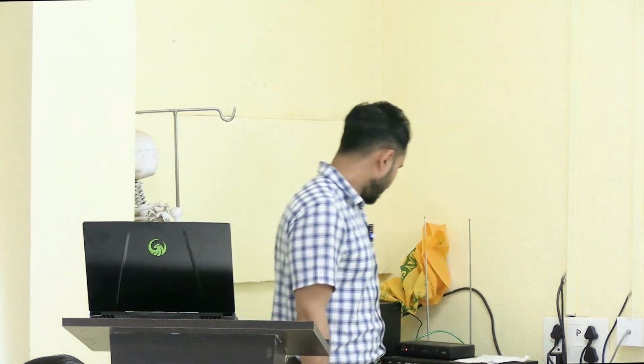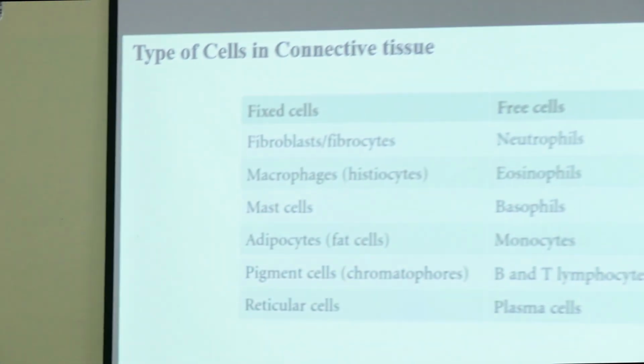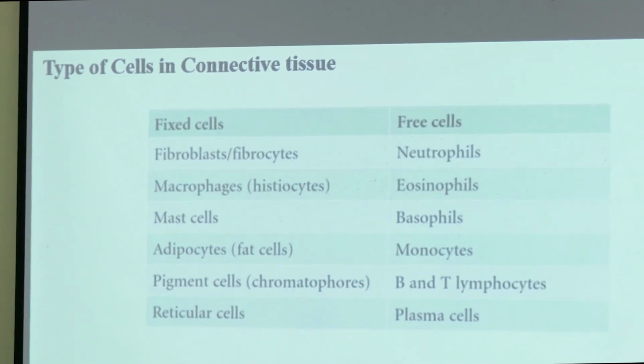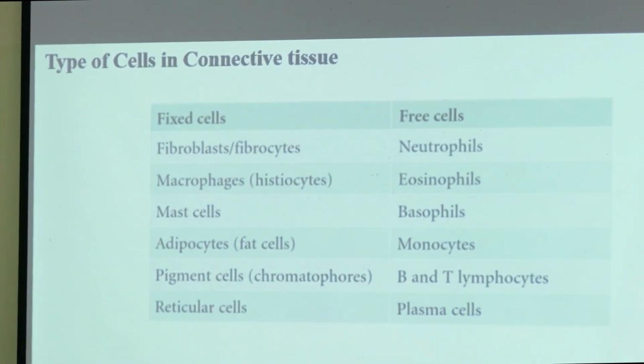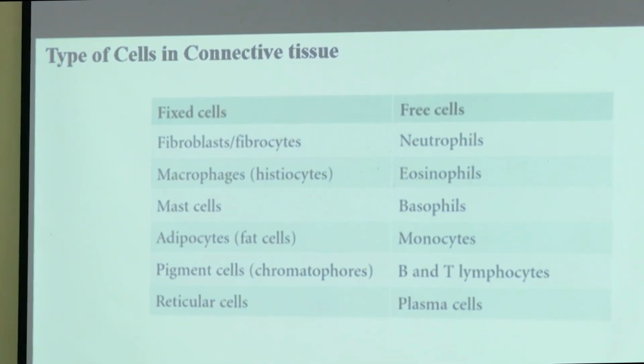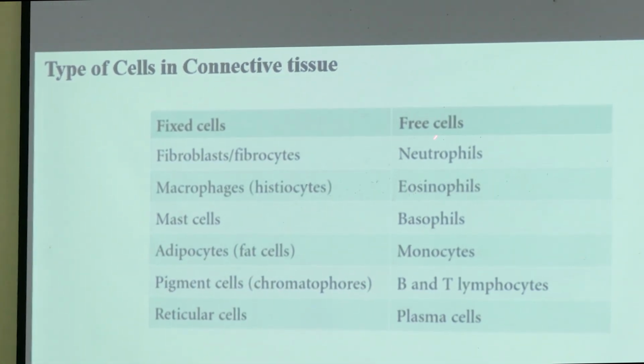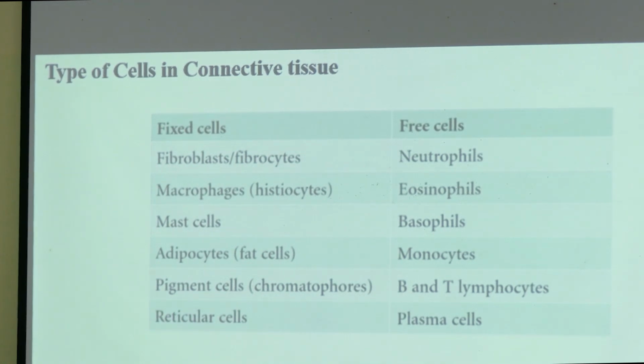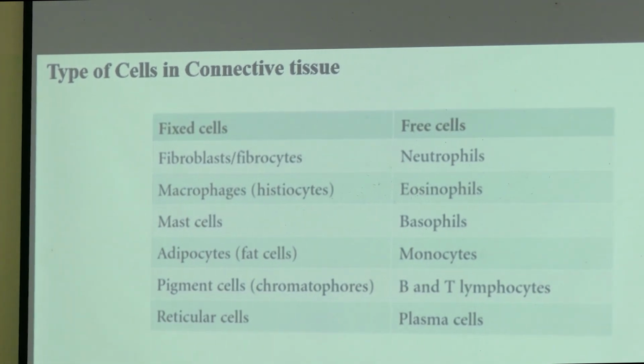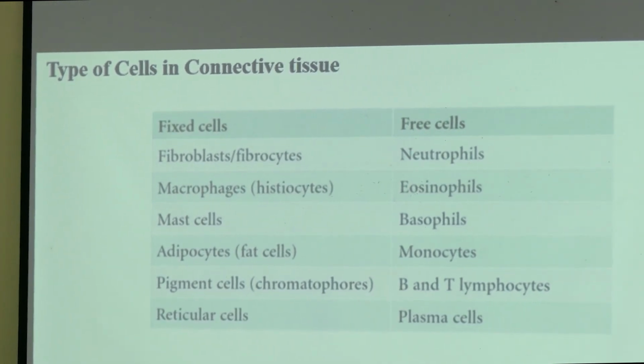In case of connective tissue, 2 types of cells are there. What are they? Fixed cells and free cells. Free cells are also called wandering cells. Now, what is the meaning of this? The meaning is free cells are not part of connective tissue. They are coming from somewhere else to the connective tissue.